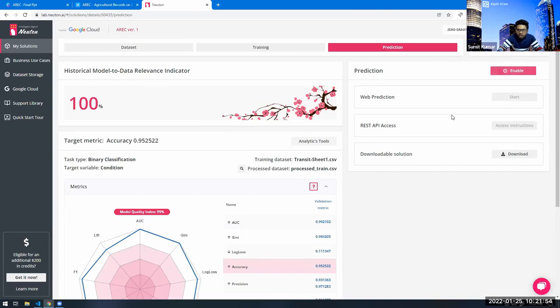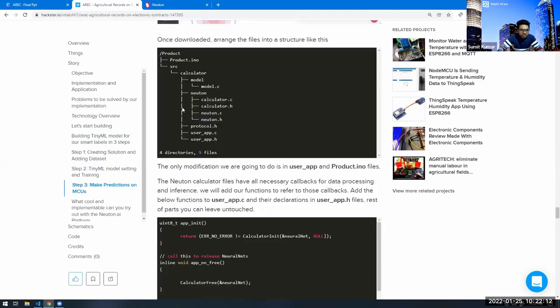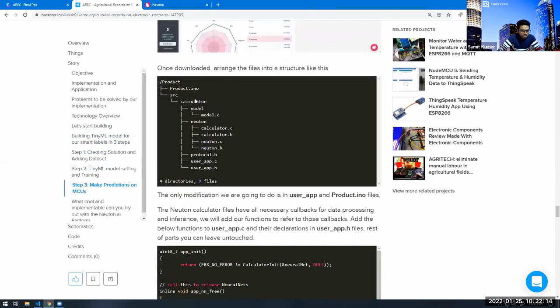And you get the prediction, the REST API access, which makes it infinite possibilities to implement in different programming languages. But we are going to look at the downloadable solution. We are going to download the solution, and it is going to download a zip file, which is going to have this kind of structure. You can just see the file structure.